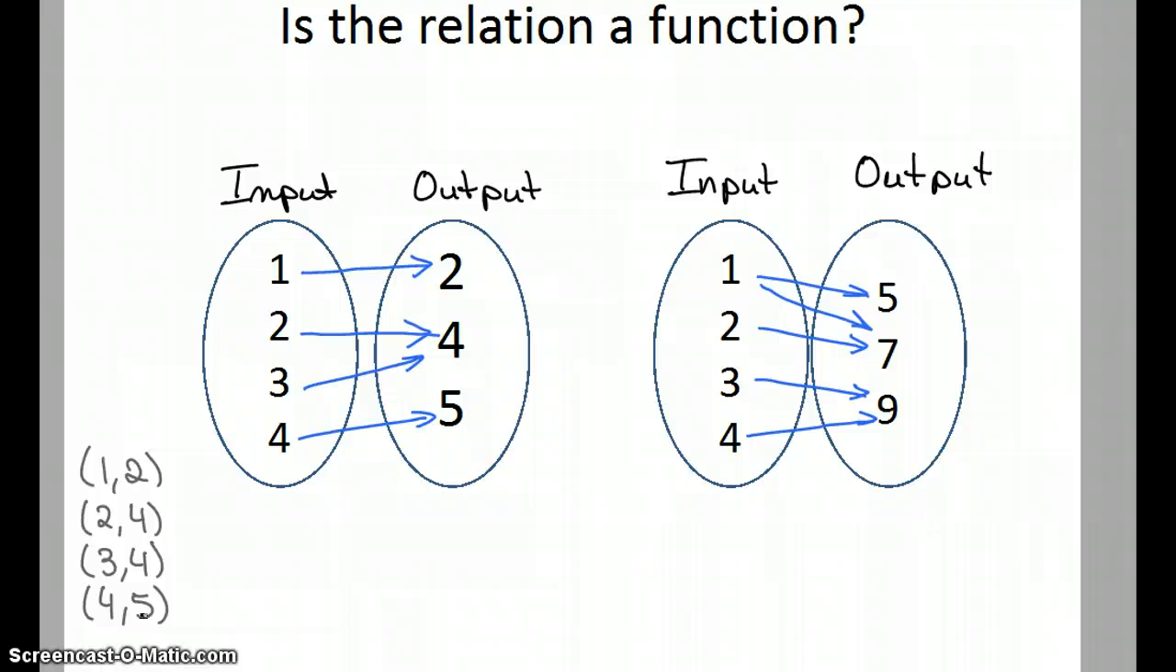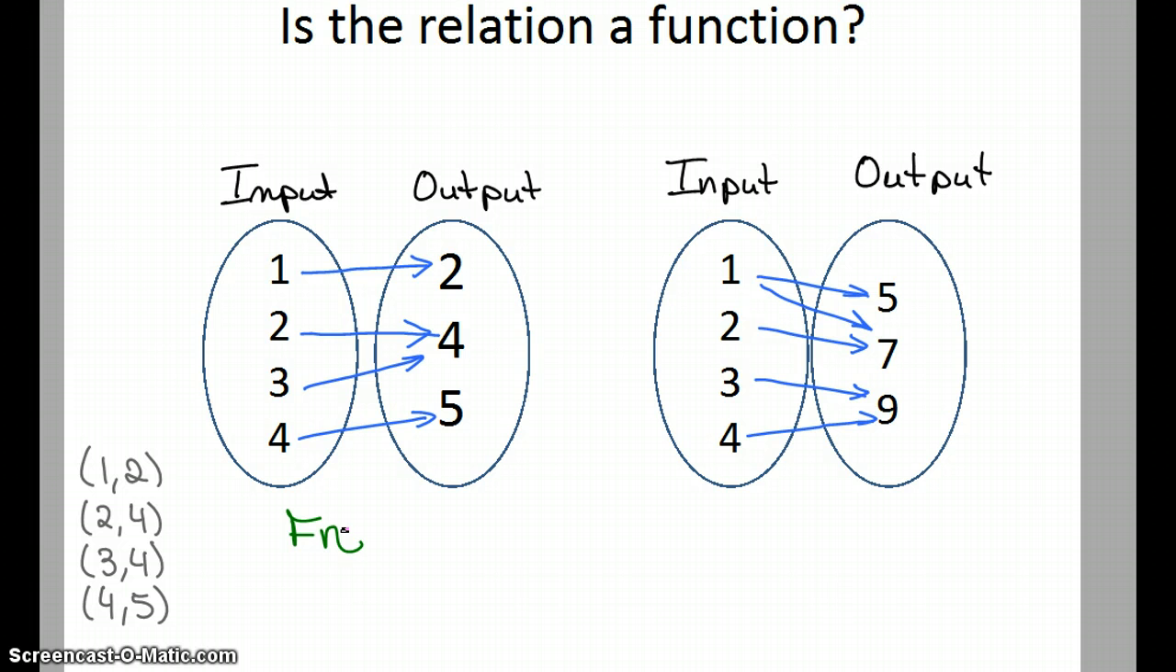Now it's a function if for each input value there's only one output. So I'm going to look. 1 only goes to 2. 2 only goes to 4. 3 only goes to 4. 4 only goes to 5. So when I look at this, I know that this is a function.